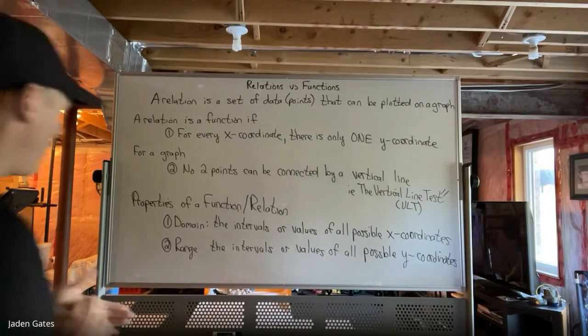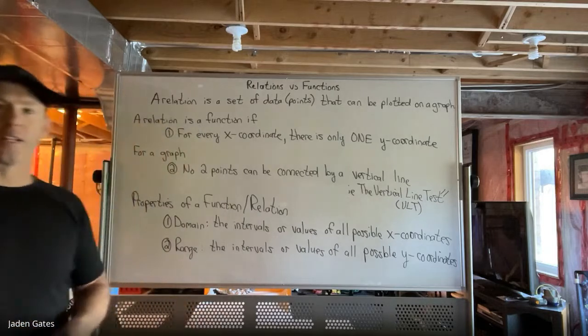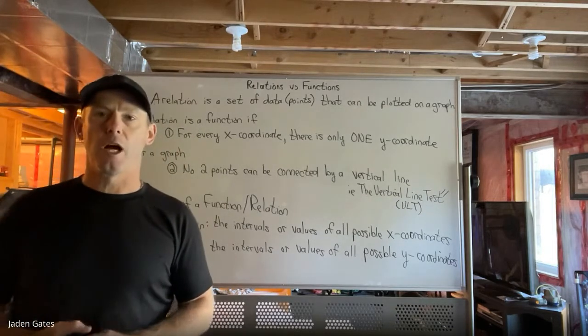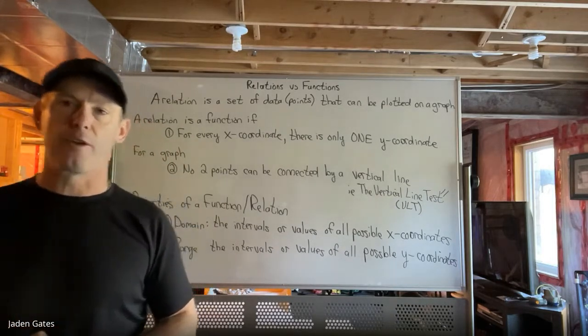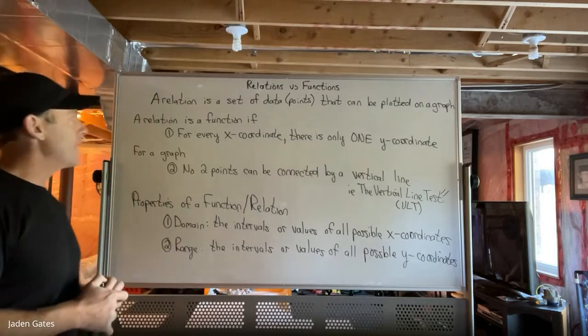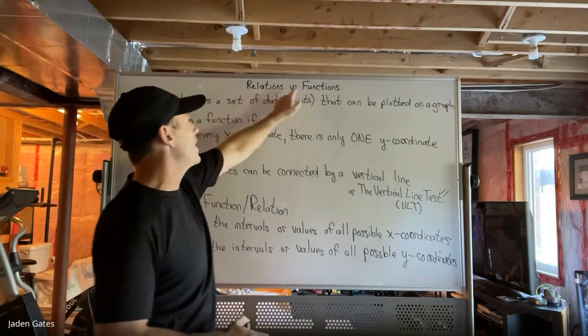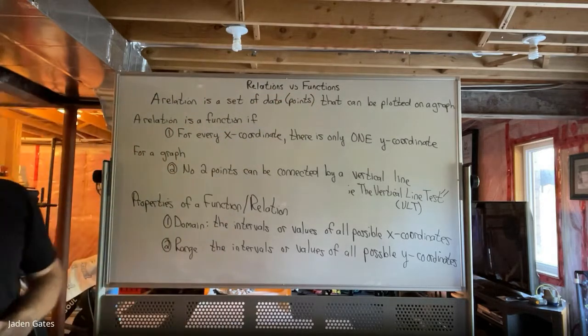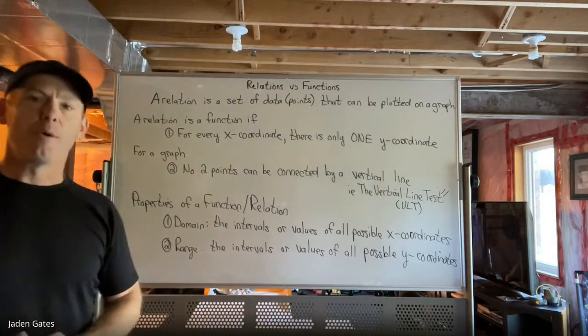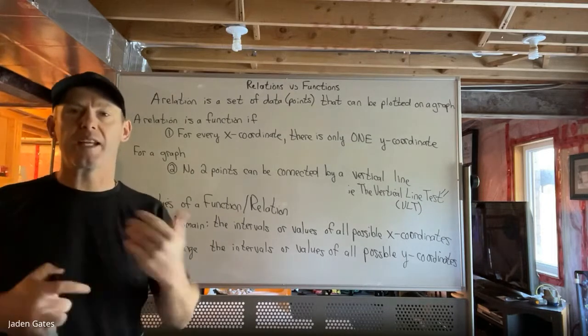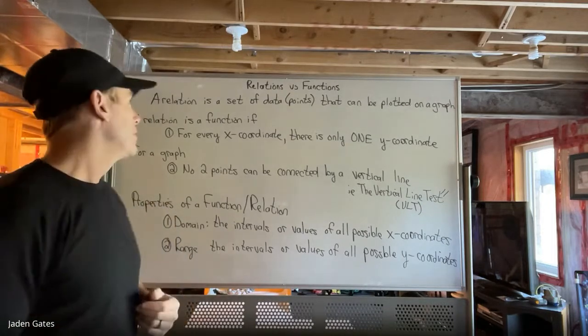All right, so what we're looking at today is advanced functions. We looked at our first function last class, which is the absolute value function. What we're looking at this time is the difference between what's called a relation versus a function. Every function is a relation, but what we're going to look at is when a relation is a function. So it works both ways.